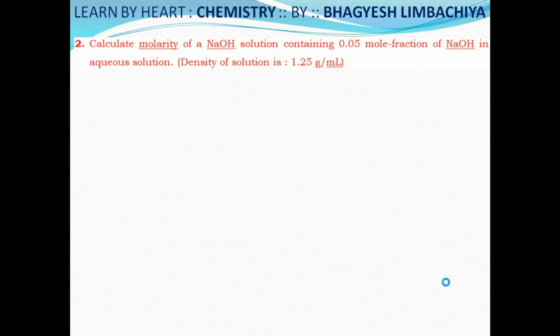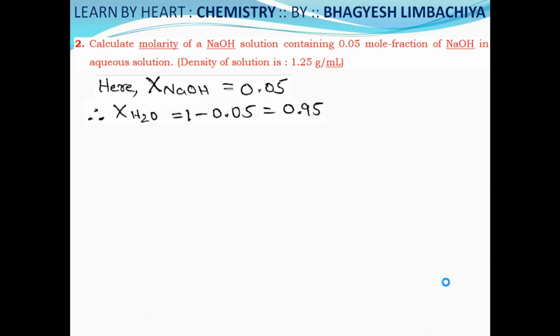Number 2. Here the mole fraction of NaOH is given to you, that is 0.05, and you are asked the molarity and density is given to you. So first of all, here the mole fraction of NaOH is 0.05. So the mole fraction of water will be 1 minus 0.05, because we know that the sum of mole fractions of solute and solvent is 1. So the mole fraction of water will be 0.95.